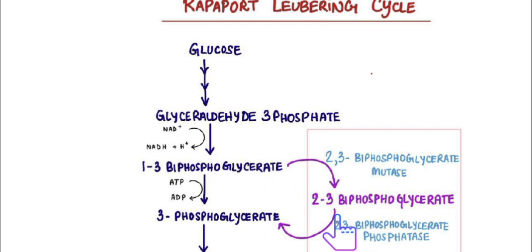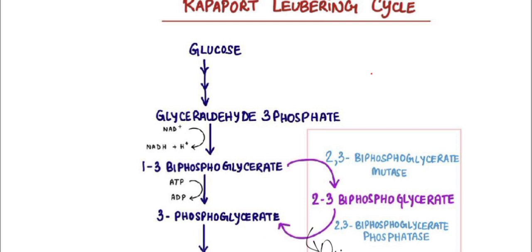Okay? So now, some of the 2,3 bisphosphoglycerate is converted back to 3-phosphoglycerate by an enzyme which we call 2,3 bisphosphoglycerate phosphatase. A phosphatase enzyme, you know what it does? It removes an inorganic phosphate. So we're going to remove a phosphate. When we remove a phosphate, what are we going to form? We are going to form a molecule called 3-phosphoglycerate.